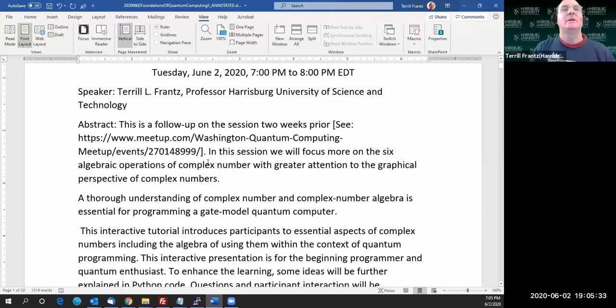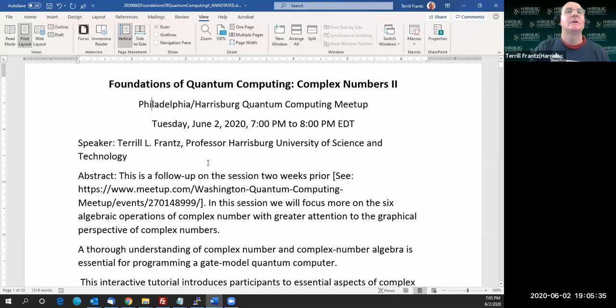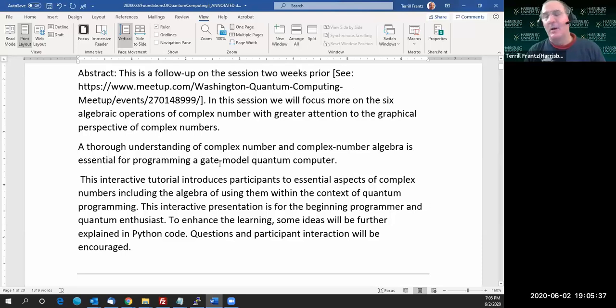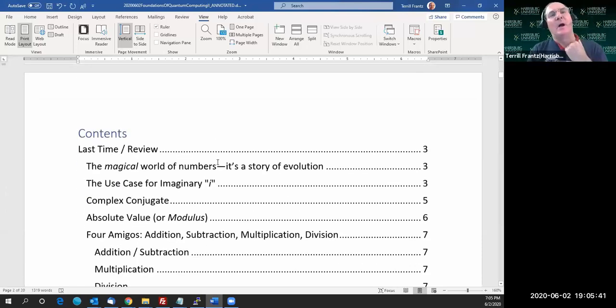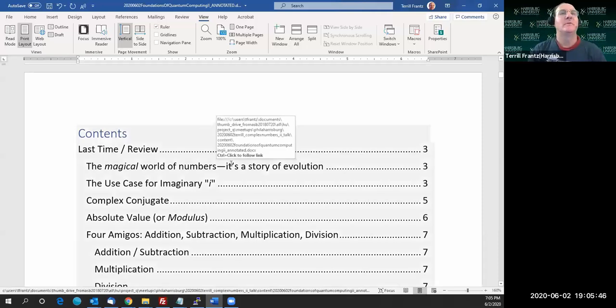Anyway, so tonight it's a continuation from a week or two ago on complex numbers, and this is new material for me to teach.